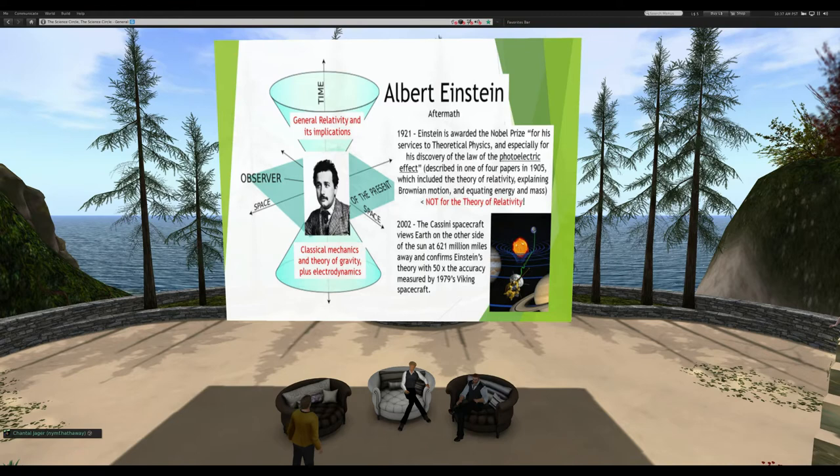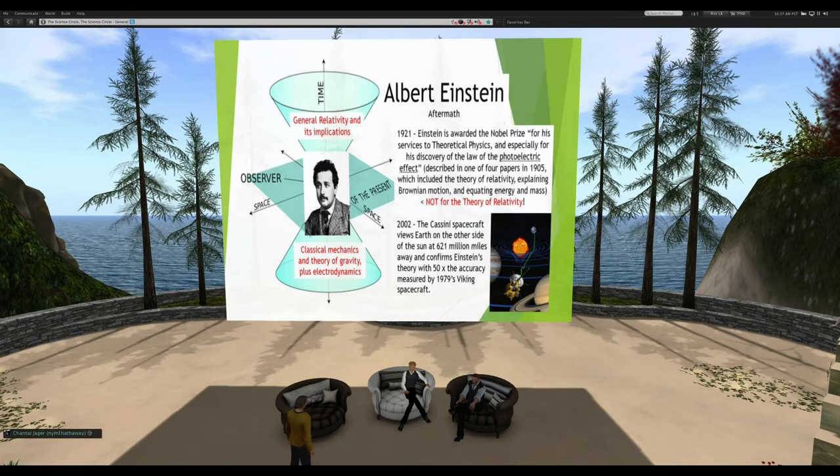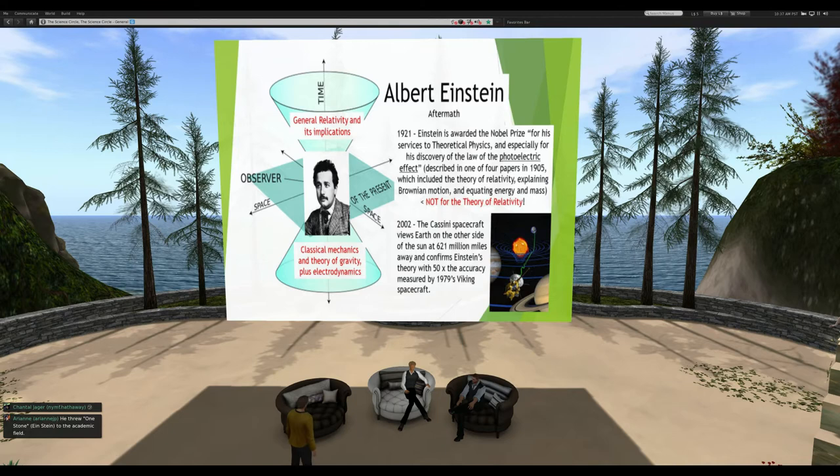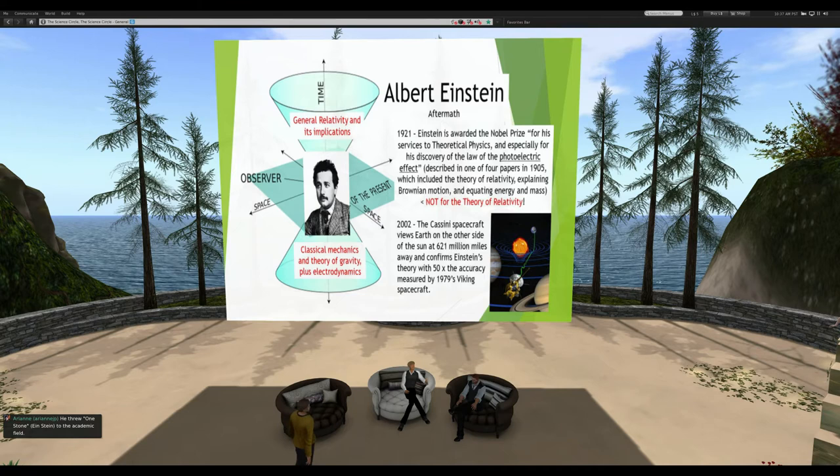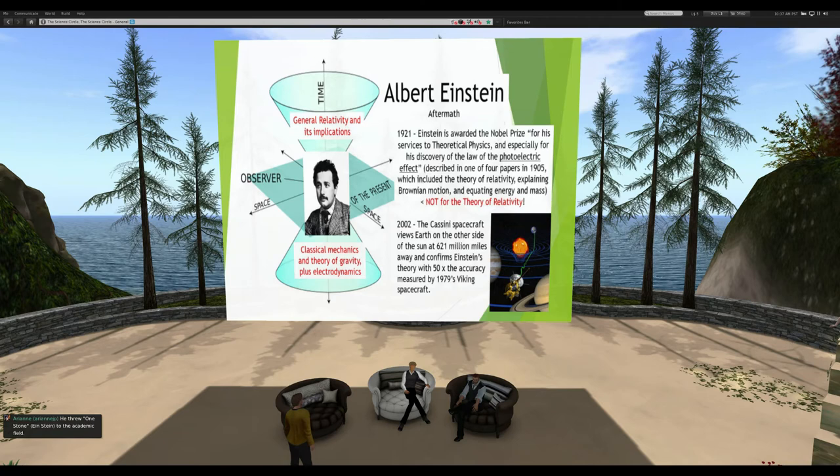But essentially, he won the Nobel Prize for the photoelectric effect, which is one of the four papers in 1905, when he was 26, that included not only the basis of the special theory of relativity, but also explained Brownian motion, which essentially verified that there were atoms, and then equated energy to mass, as in E equals mc², even though he didn't use that equation.